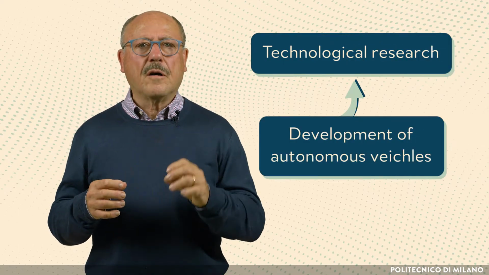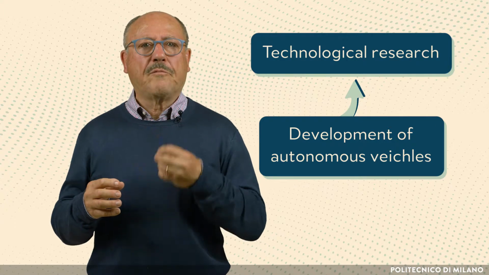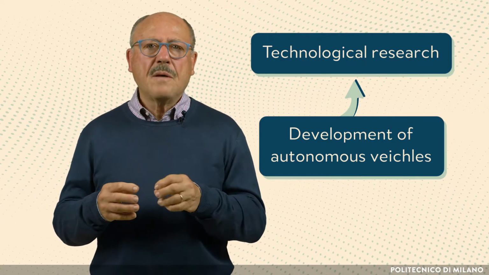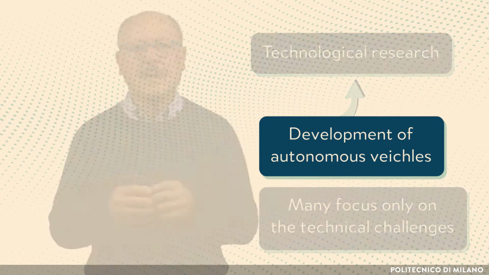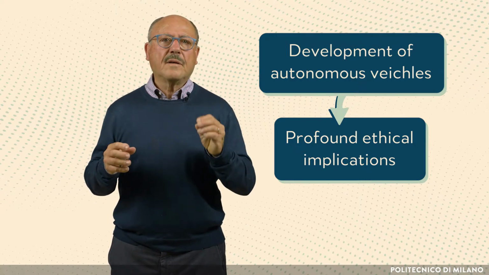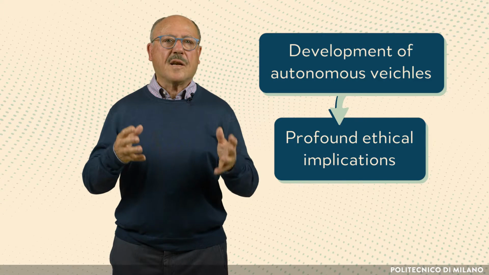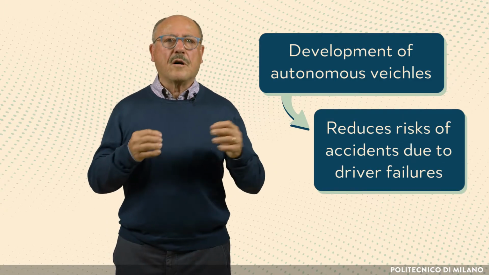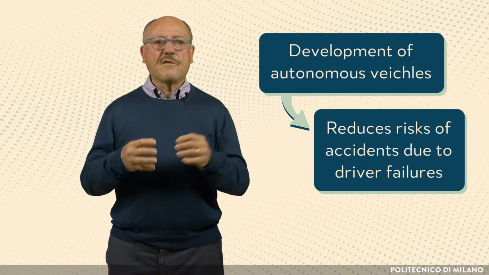Before concluding, I would like to discuss the ethical implications of research by looking at a case of technological research, the development of autonomous vehicles such as driverless cars. One might look at this as an example of purely technological research, and perhaps many researchers take this approach and just focus on the technological challenges involved. The research, however, has profound ethical implications. On the one hand, it may be viewed as a solution for the good of humans. They are liberated from a boring task like driving. It reduces the risks of accidents due to driver failures. For example, the driver falls asleep, the driver is drunk.